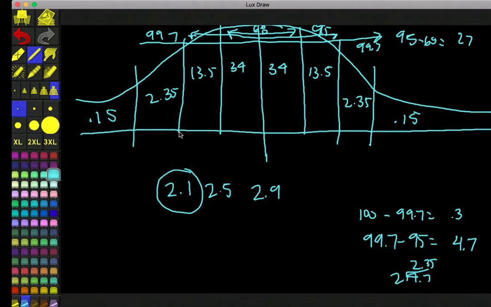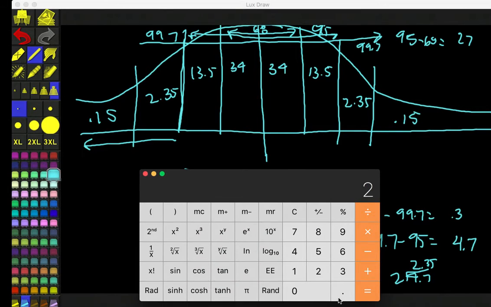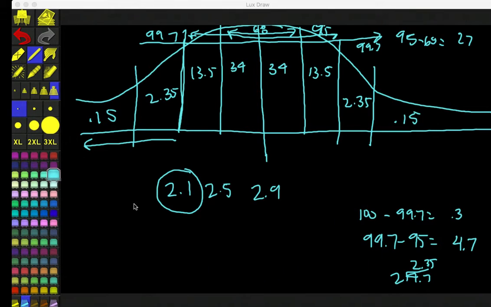So I'm going to look here. They want to know what percentile this person would be. Well, I'm going to add up my percent scores from 0 to here. You could probably do this in your head, but 0.15 plus 2.35, and I get 2.5. So they are in the 2.5th percentile. That's how that works.